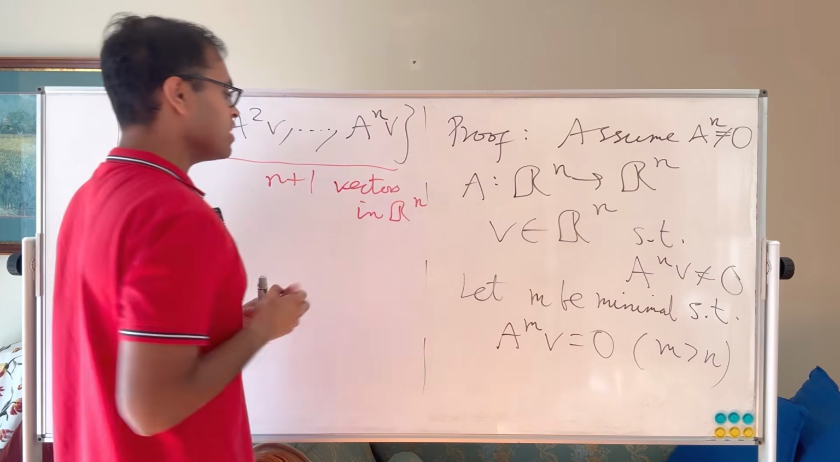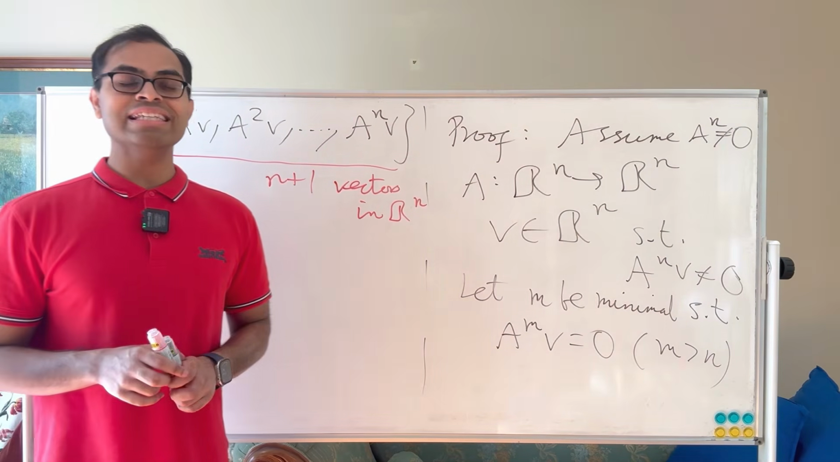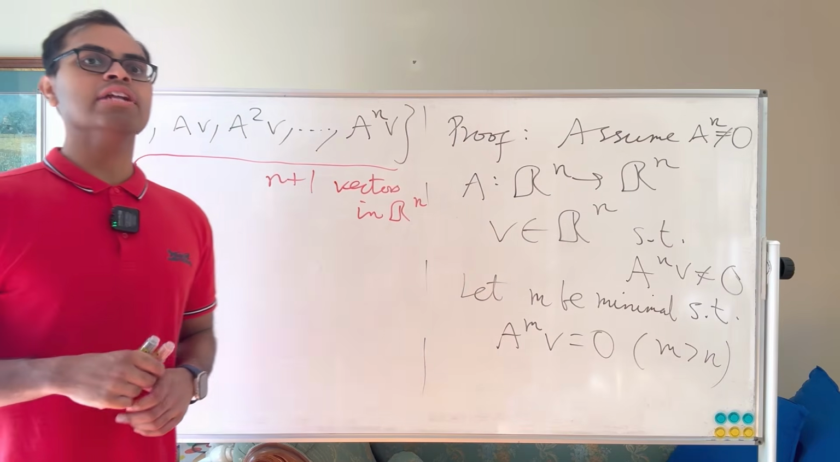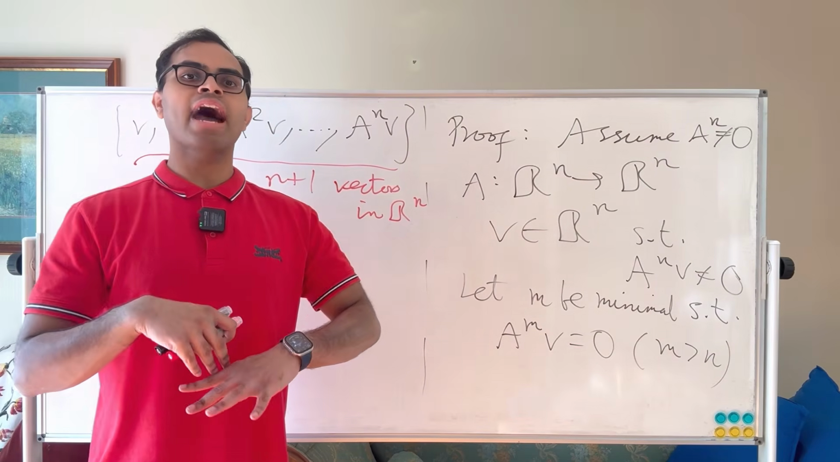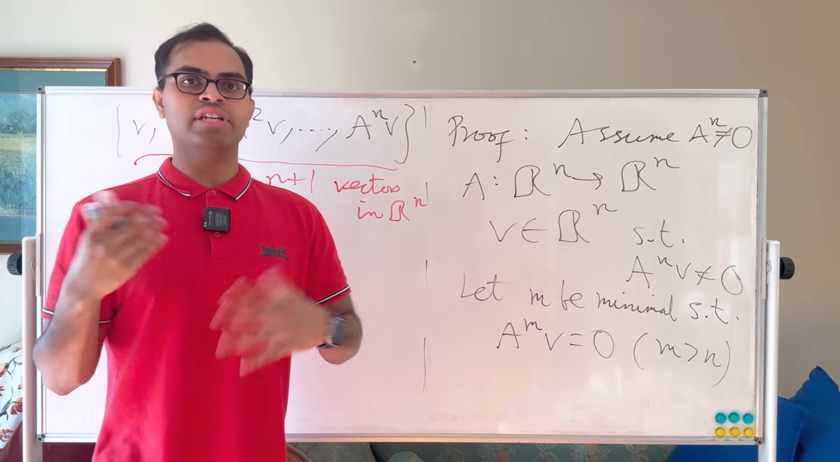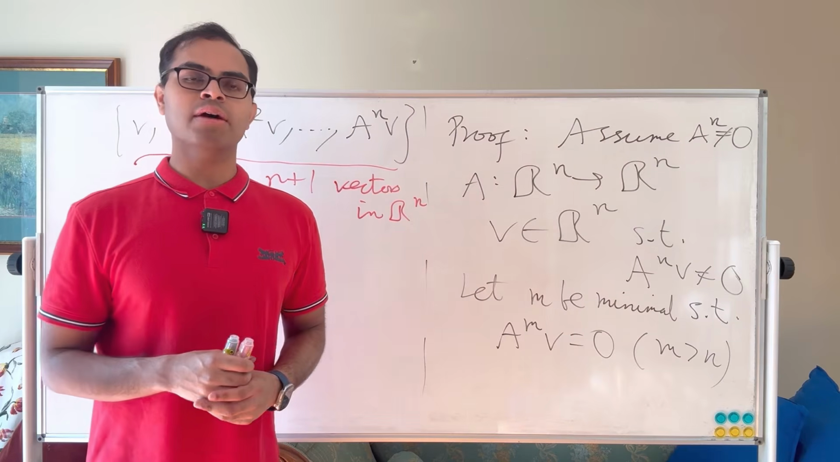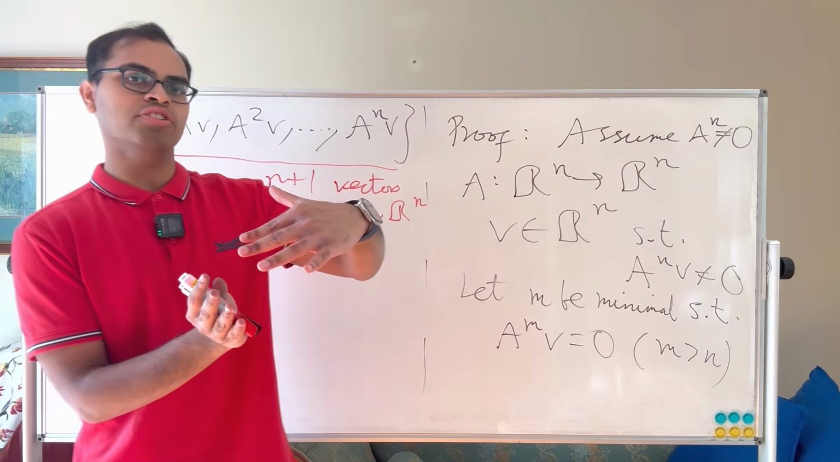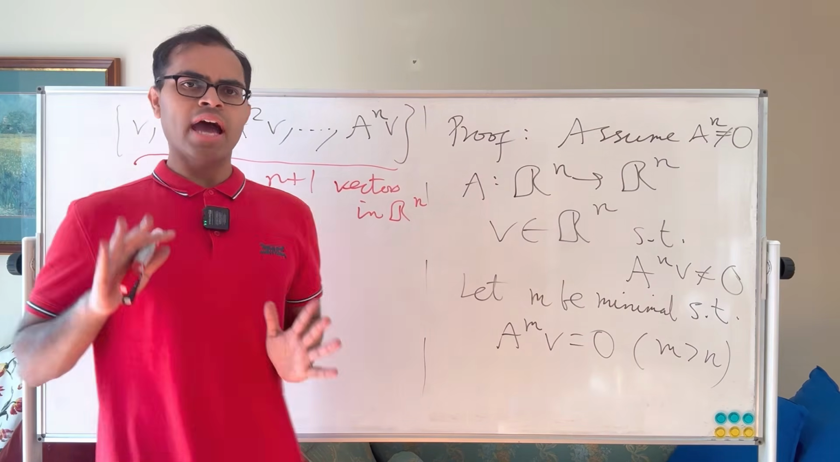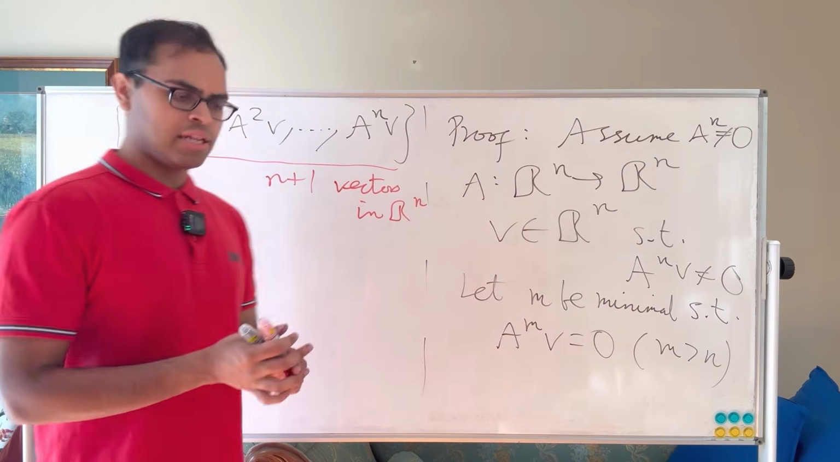We're going to show that these n plus 1 vectors in Rn are linearly independent, which is then going to be a contradiction, because you can't have more than the dimension number of linearly independent vectors. For example, you can't have 3 vectors in R2 that are linearly independent. And let's actually review what linear independence is as well.